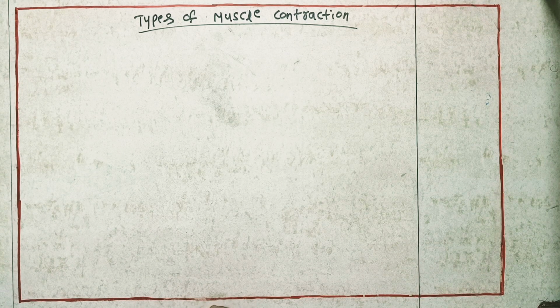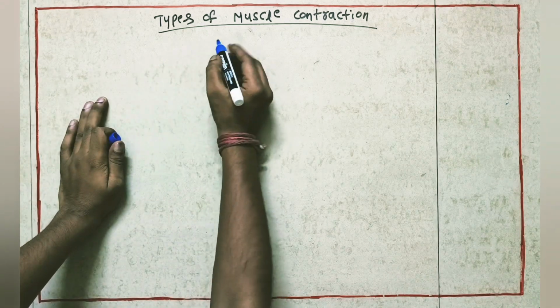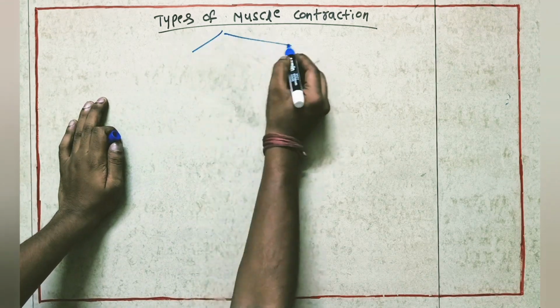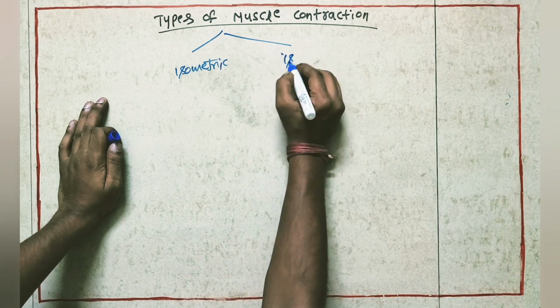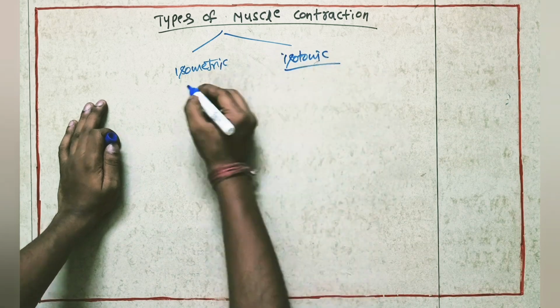Now we will see types of muscle contractions. In this we are having two types. First one, isometric muscle contraction. Second one, isotonic muscle contraction.